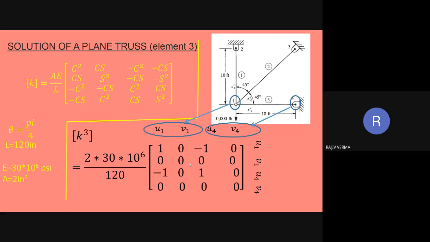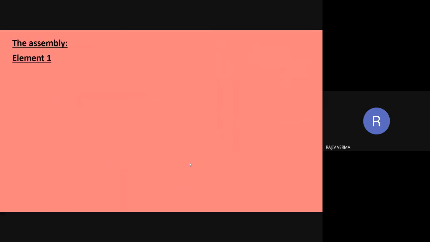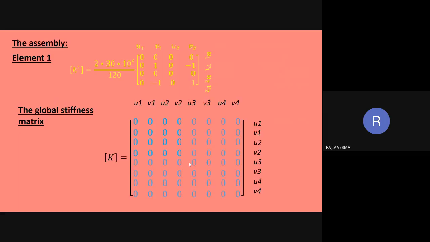So once the stiffness matrices of all the elements have been obtained in a global coordinate system, we are simply going to substitute the stiffness matrix of each element into a global stiffness matrix. Since there happen to be 4 nodes and each node has 2 degrees of freedom in a global coordinate frame, there happen to be 8 degrees of freedom. Therefore, the global stiffness matrix is going to be of size 8 by 8.